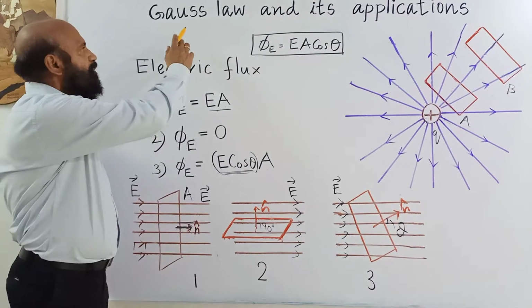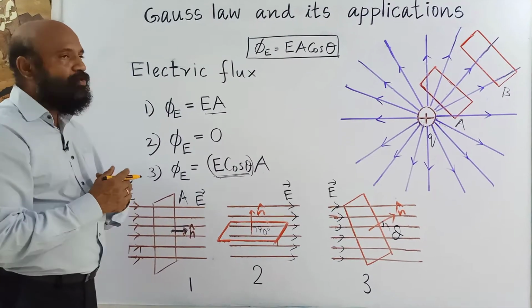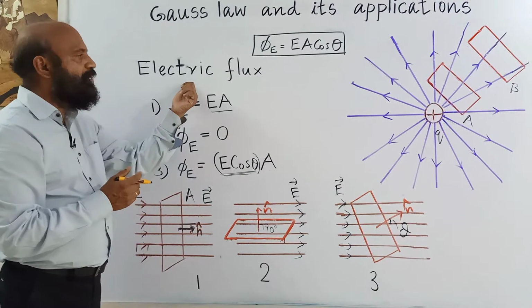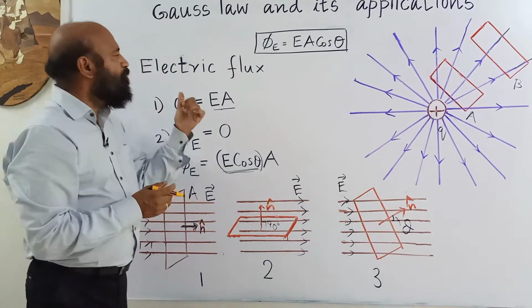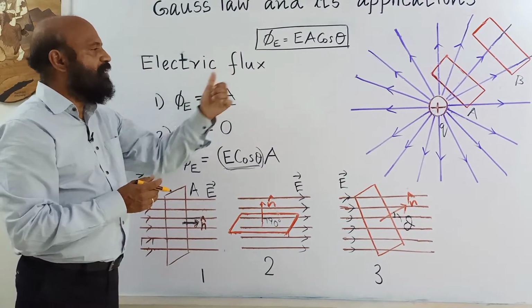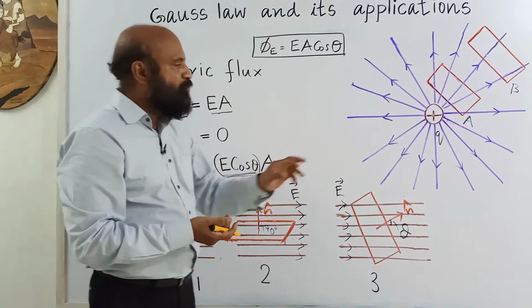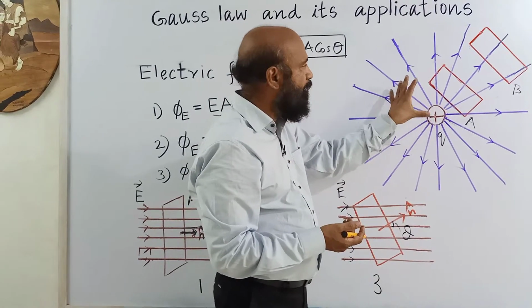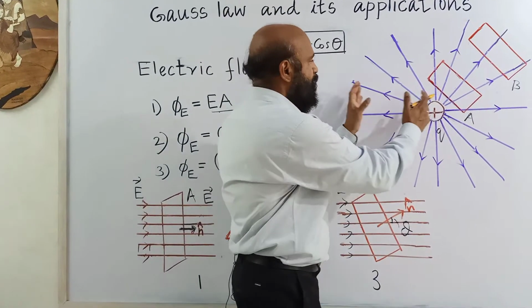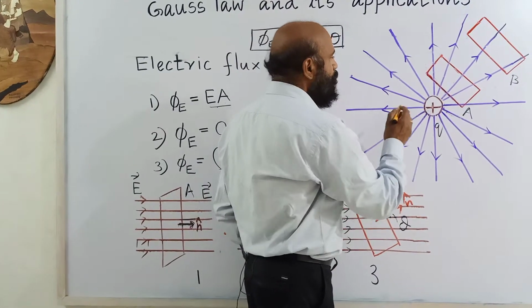Today, let us see Gauss law, and Gauss law will give a relation between electric flux and charge. So first we should know what is electric flux. So here there is a positive charge, then number of electric field lines are emanating from this charge.